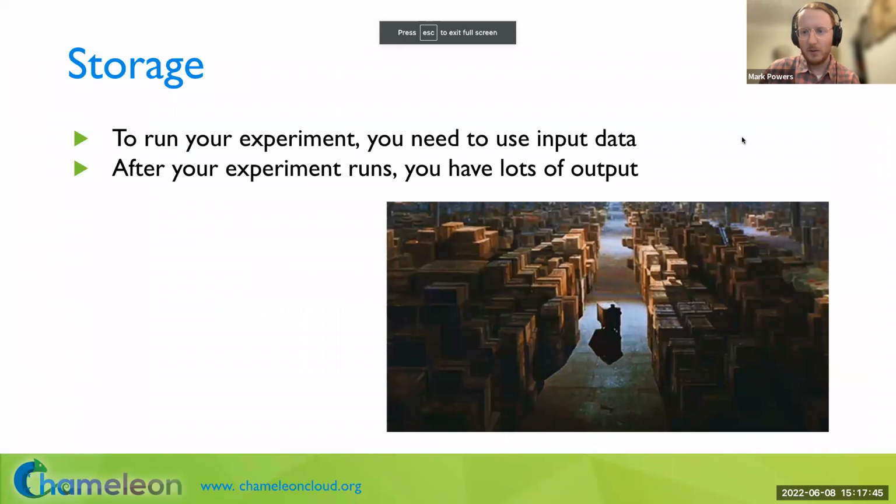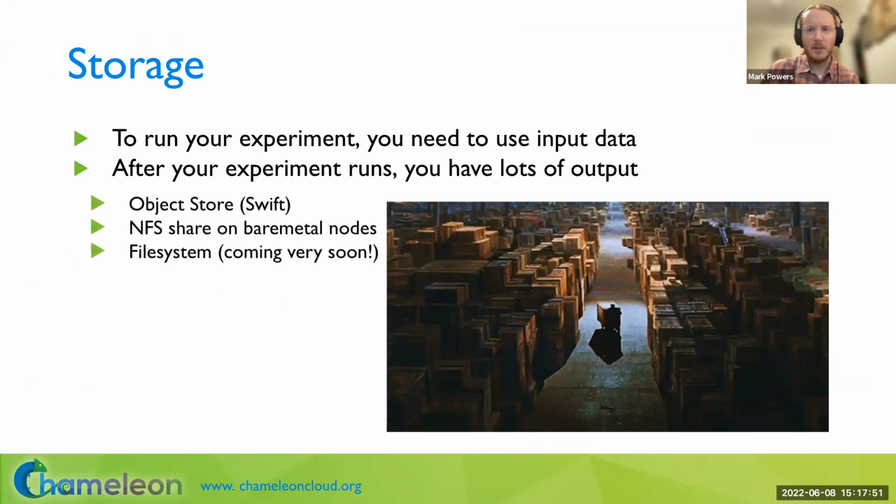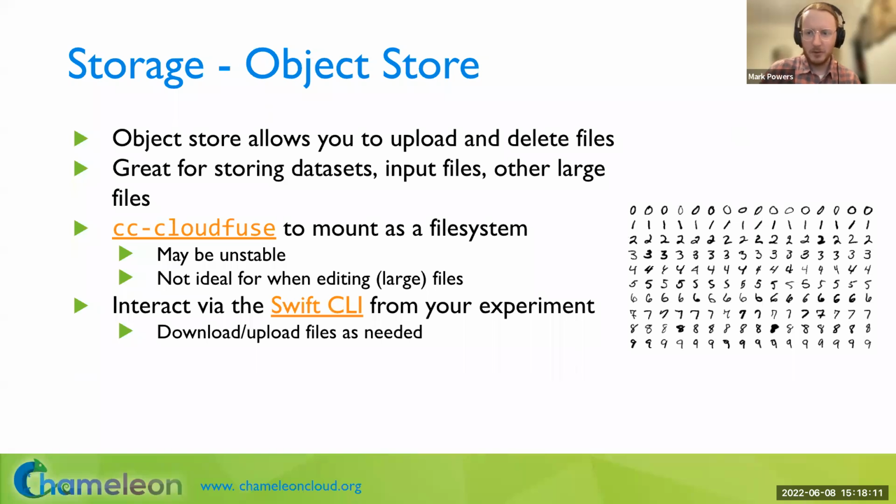So how do you effectively manage all of this, and how do you store all your data? There are 3 things to talk about here. The first is the object store, which is powered by Swift. The next is an NFS, a network file system that you can attach to bare metal nodes. And the last thing will be Chameleon's file system. The first of those options is the object store. If you're not familiar with an object store, you may have used it on AWS, for example, but an object store is basically just a place where you can upload a file and download a file.